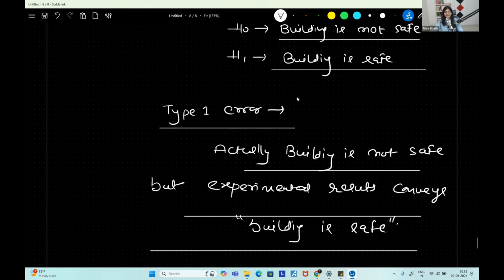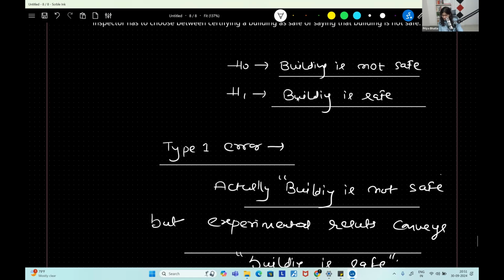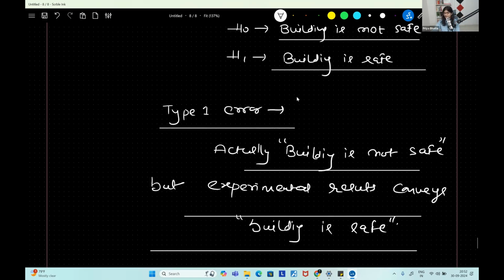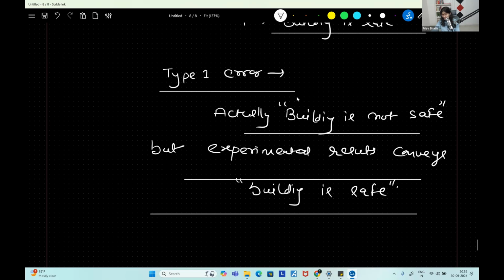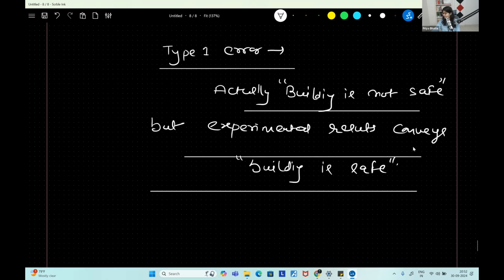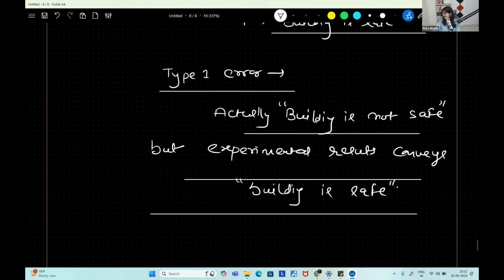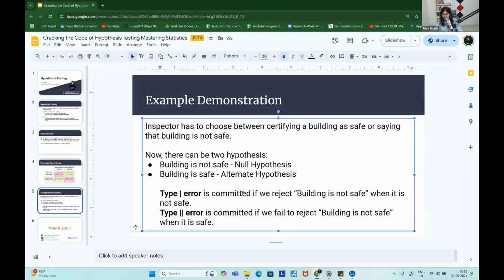Actually the building is not safe. Actually the null hypothesis is true, but the experimental results reject the null hypothesis, meaning they are somehow accepting the alternate one. They are saying the building is safe. Is this an error? Is this an issue? Yes or no? Is this the correct statement I am writing over here? See this, type 1 error. Type 1 error is committed if we reject that the building is not safe when it is not safe.